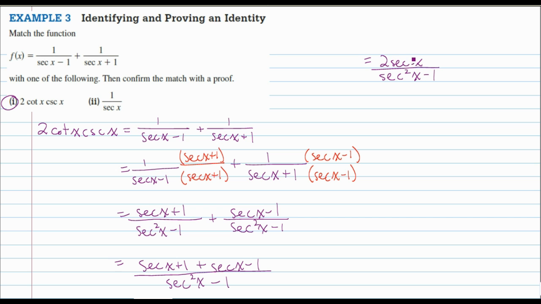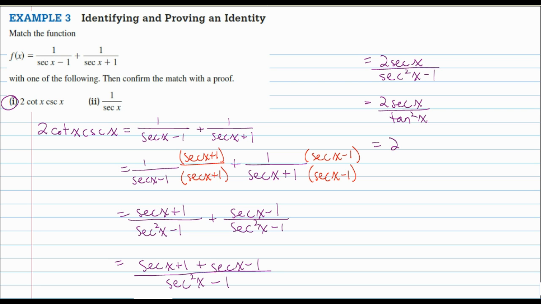Now I know from my Pythagorean identities that secant squared x minus 1 is tangent squared. So 2 times the secant of x over tangent squared of x will be my next step. But I can't leave this as secant divided by tangent squared of x. I need to leave it as a, because my goal is cotangent of x times cosecant of x. So in order to see how these line up together, I'm going to change everything to sines and cosines.